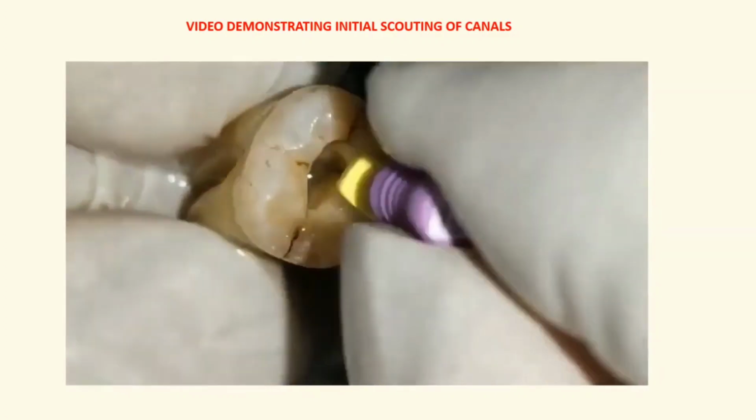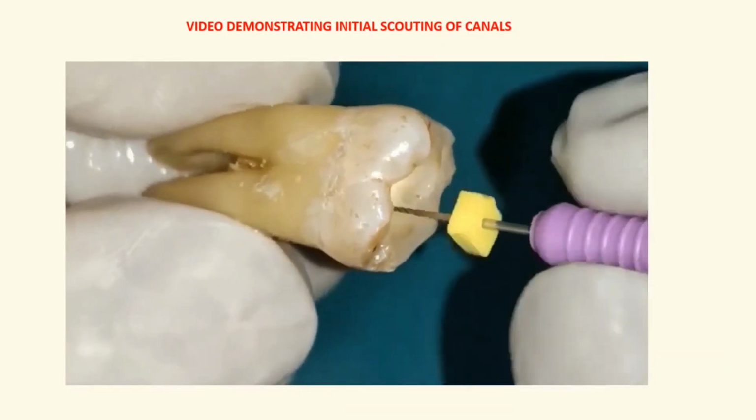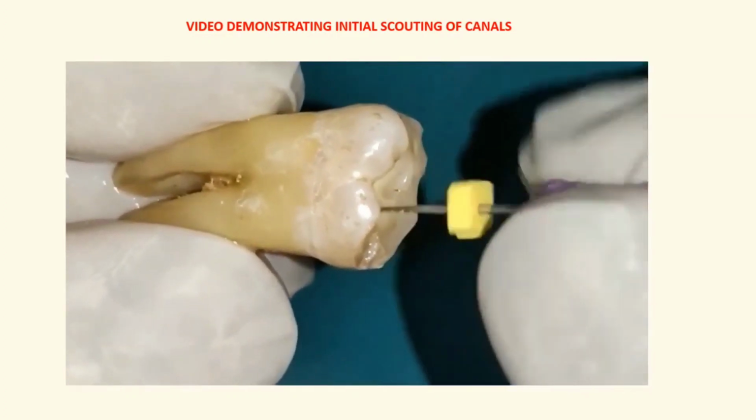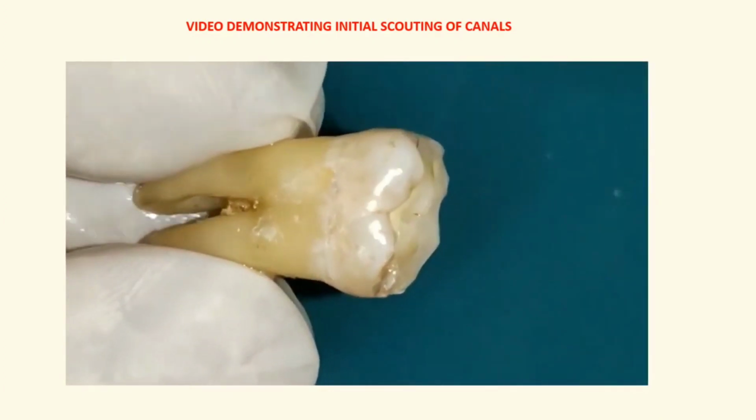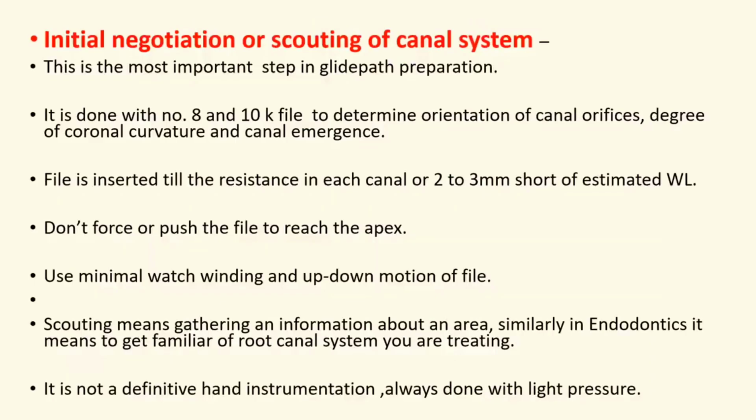Here we simply want to give ourselves a sense of flow within the canal, to gain a sense of confidence within the canal, knowing there are no calcific barriers. If you feel any resistance, then consider changing the scouting file to number 6, or perhaps even better, a C+ file, which has an active cutting tip and is stiffer.